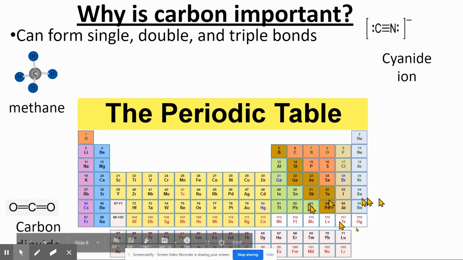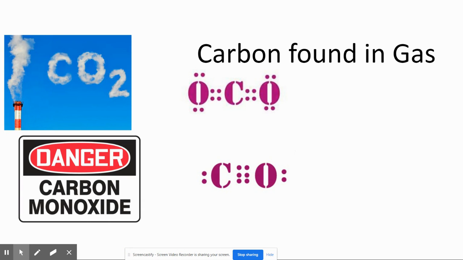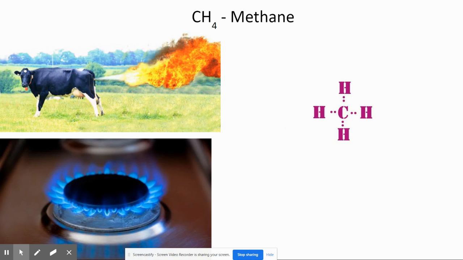So it can form single, double, and triple bonds. And right here is carbon. So this is carbon right here. It has atomic number of 6. So it can be found as gas. So this is carbon dioxide right here. And also this is carbon monoxide. So methane is also gas. And that's what this is showing you.